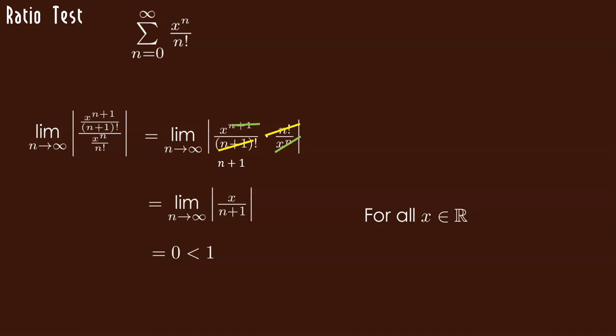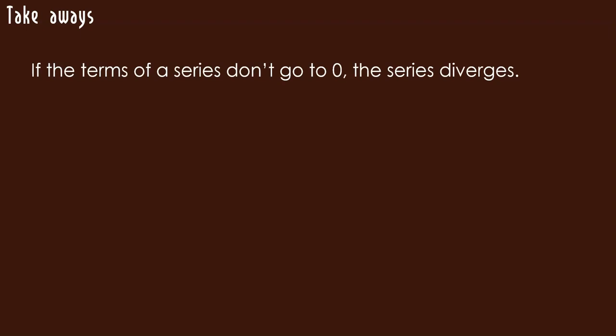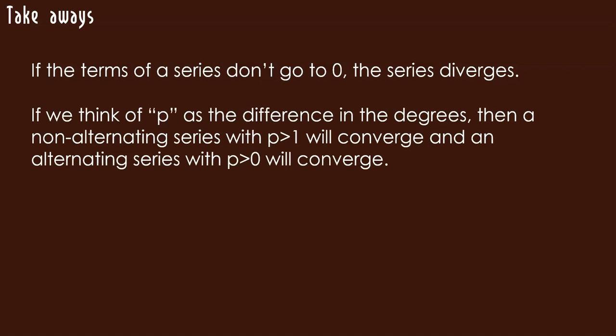So when we're determining what x's work for our power series, we can determine if it's a geometric series, or we can use the ratio test to figure out what x's work. So what are our takeaways? If the terms of a series don't go to 0, the series must diverge. If we think of p as the difference between the degrees, then a non-alternating series with p greater than 1 will converge, and an alternating series with p greater than 0 will converge.